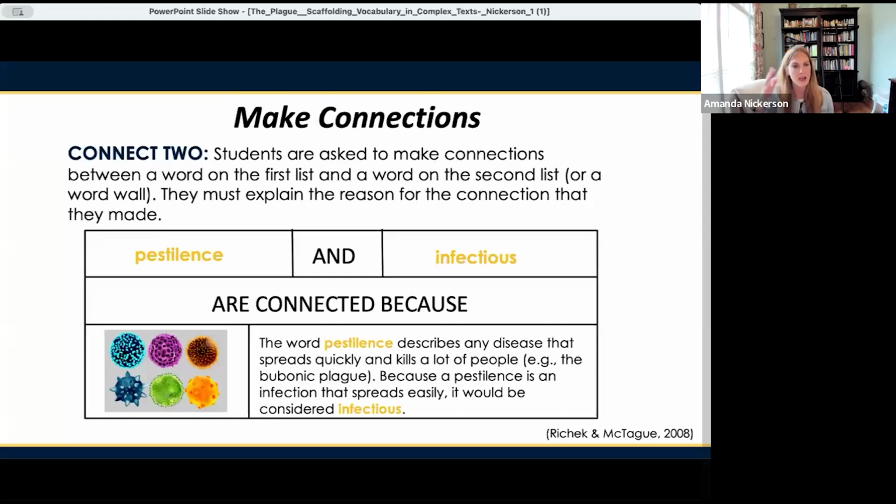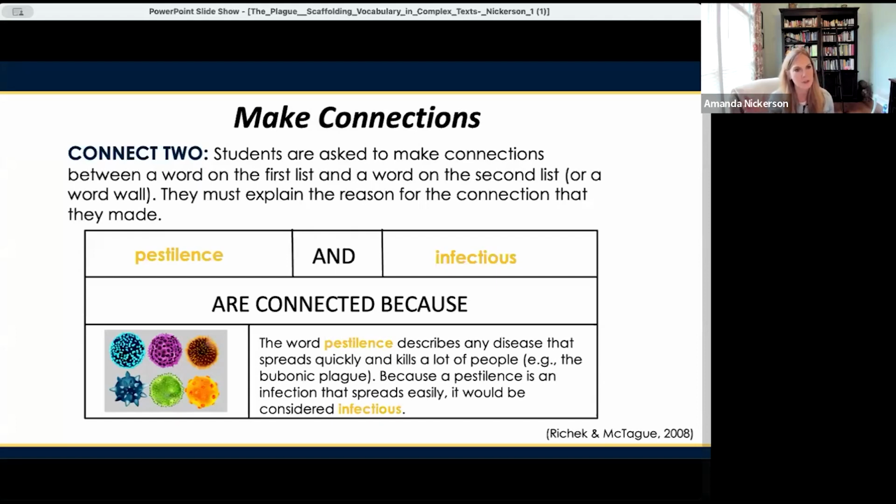So you might think about going back to a word that was previously taught in an earlier unit. So we have words like pestilence and infectious, and then you can ask students to make a connection. So how is pestilence connected to infectious? And they might draw a picture or pull in an image from online if they're doing this digitally and write something like, the word pestilence describes any disease that spreads quickly and kills a lot of people, for example, the bubonic plague. Because a pestilence is an infection that spreads easily, it would be considered infectious.